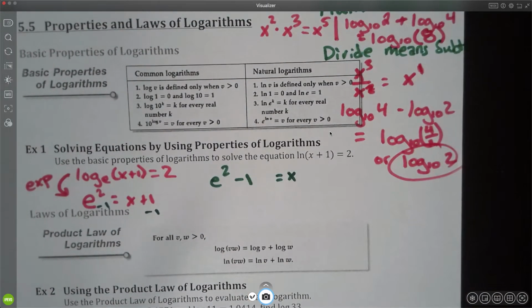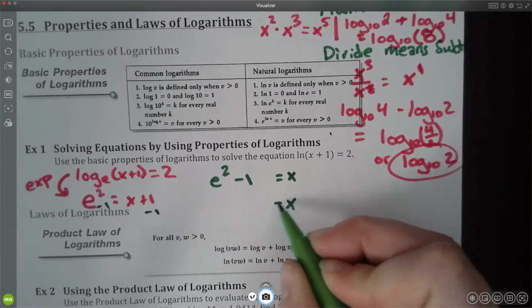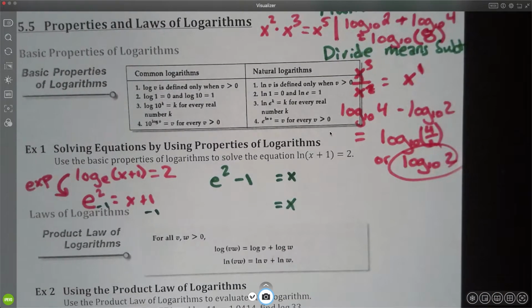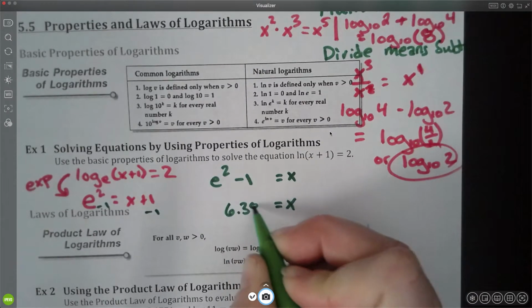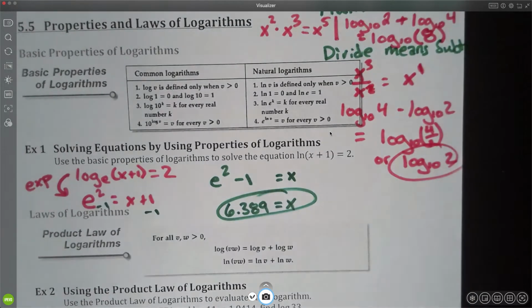And you can type that into your calculator and get a decimal. Tell me what you get. 6.389. There you go. Okay? So those are properties of logs. Always change ln when you're solving to log base e. Always. Then we switch them to an exponential function.